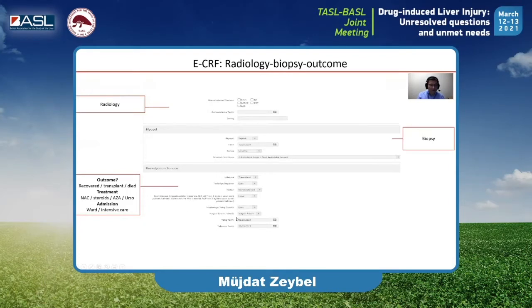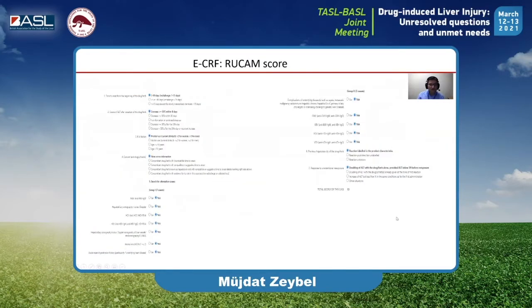And it's also asking here ward or intensive care admission and how long you can provide all the information. And I'm not showing here, but basically you are asked to provide the biochemical data and all details. And the last page is calculating RUCAM score on the basis of the data that you provided here. I think it is not essential, but we advise to provide this information. Basically, if it's hepatocellular or mixed type, according to this page is changing and giving the RUCAM score for this case.